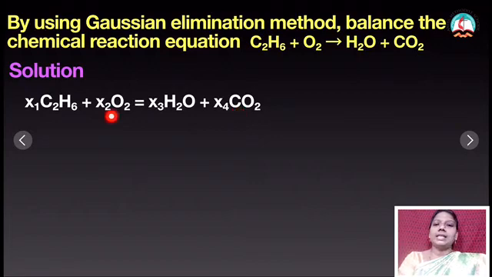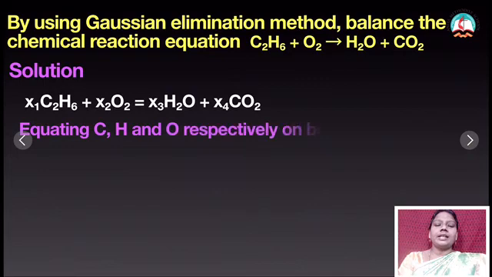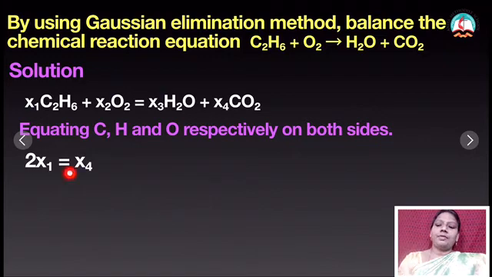Now we are balancing the things. On the left side, if I am taking carbon, the right side you should also compare with carbon. Here we have 2 carbon, therefore we can take it as 2x1 is equal to here only 1 carbon. Therefore, we can get x4.